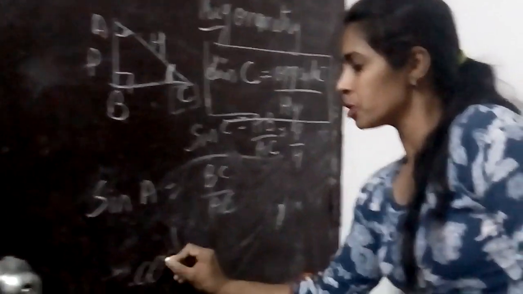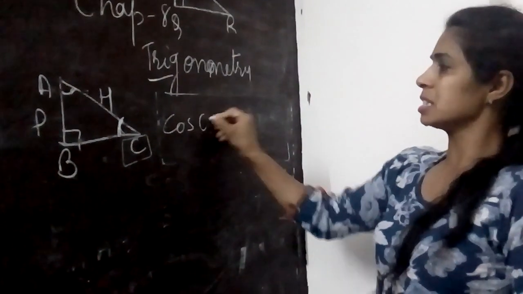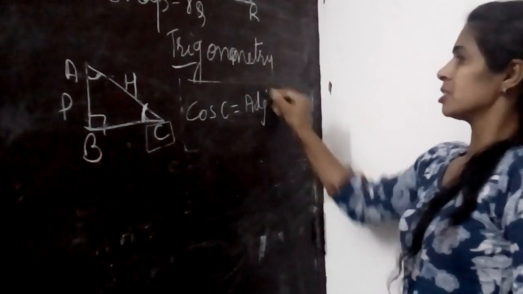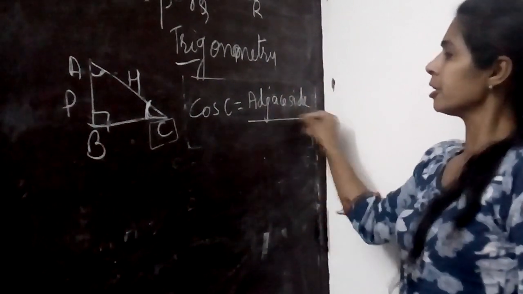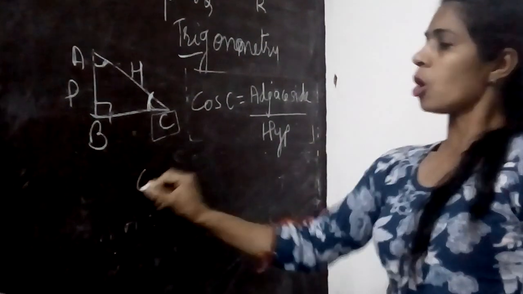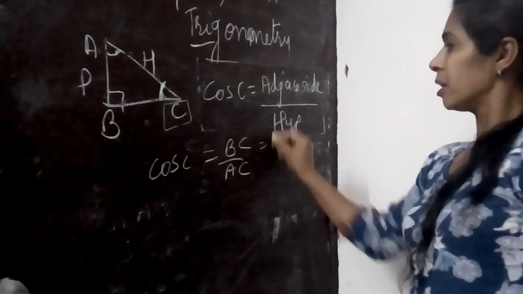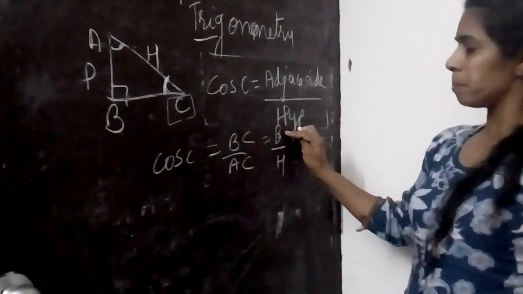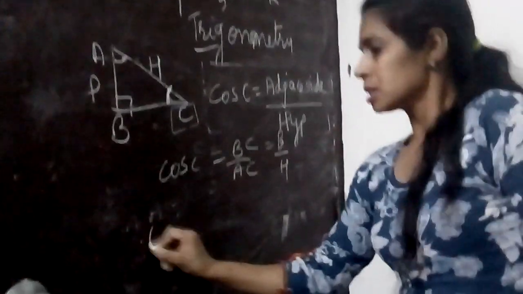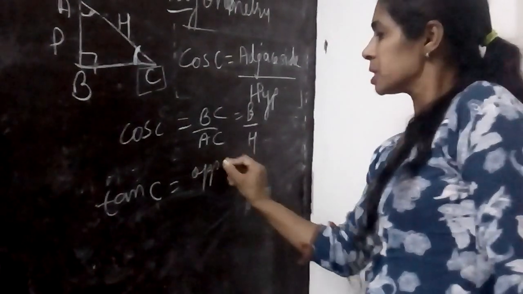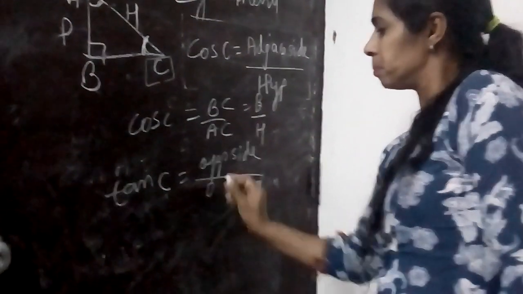The second trigonometric ratio is cos. Let us discuss cos in detail now. Cos of any angle, say angle C in the triangle ABC, will be given as the ratio of the adjacent side to the hypotenuse. So cos C for this triangle will be BC upon AC. In short, you can learn the formula as base upon hypotenuse. Similarly, when we talk about tan C, it will be the ratio between the opposite side and the adjacent side.